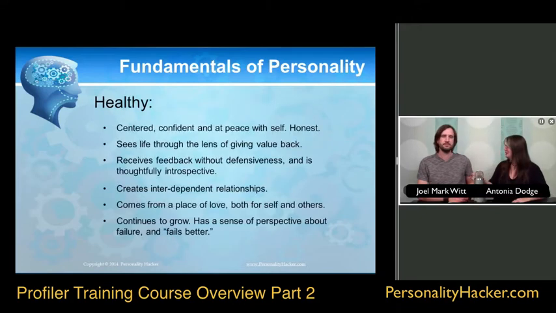So what does healthy look like? Healthy looks like centered, confident, at peace with yourself, and honest. All right, so these are some of the markers you're looking for when somebody's truly healthy. They see life through the lens of giving value back. They receive feedback without defensiveness and become thoughtfully introspective.